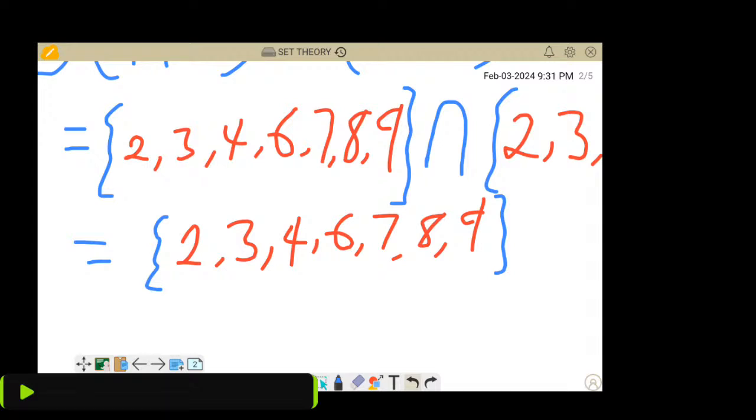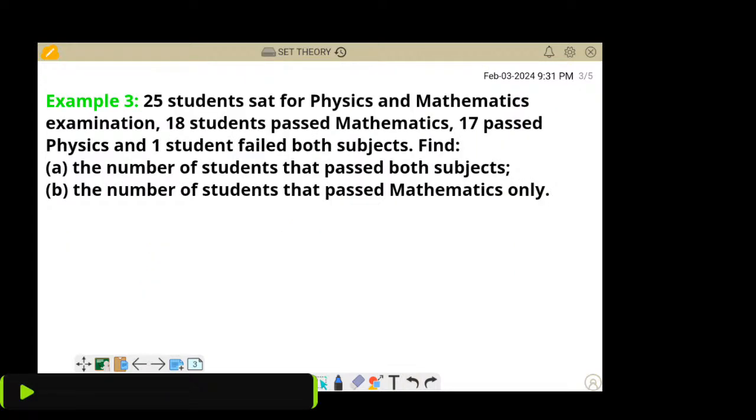Okay, let's consider another example. And in this example, we are going to be using a Venn diagram in solving the problem. I want to believe you've done this before, but if you've not done it before, just pay attention. Definitely we are going to take it from scratch as well. And if you've done it before, just pay attention so that you can add to your knowledge.